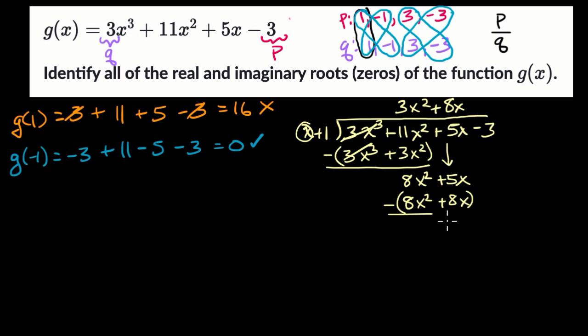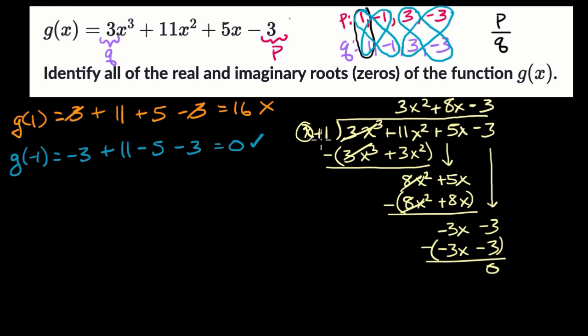We subtract again, and we get 5x minus 8x is negative 3x. And then bring down this constant term, minus 3. x goes into negative 3x negative 3 times. Negative 3 times x plus 1 is negative 3x, and then minus 3. And of course, now if you were to subtract this, we get no remainder. That makes sense because we already saw that negative 1 is a root, or that x plus 1 is a factor.